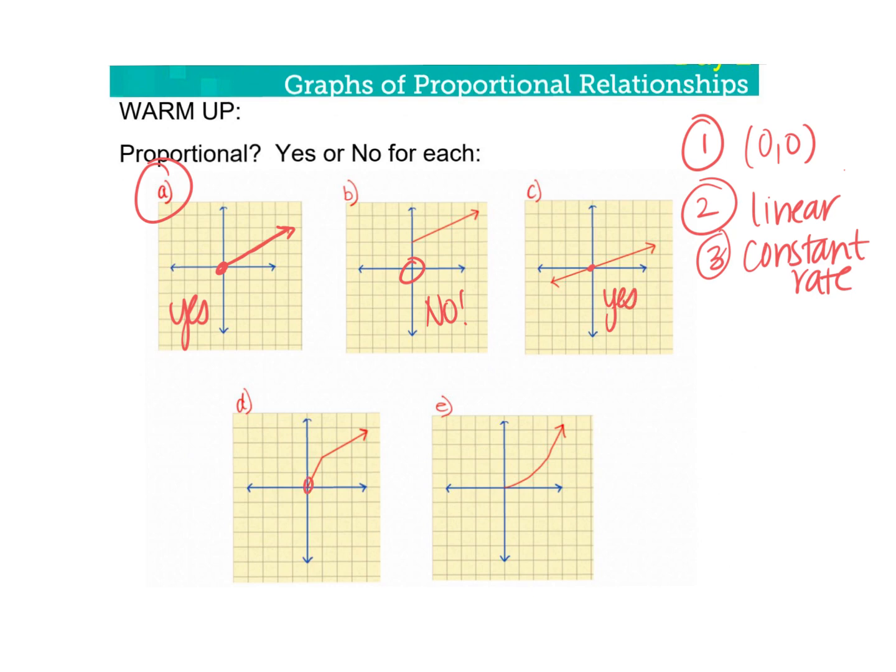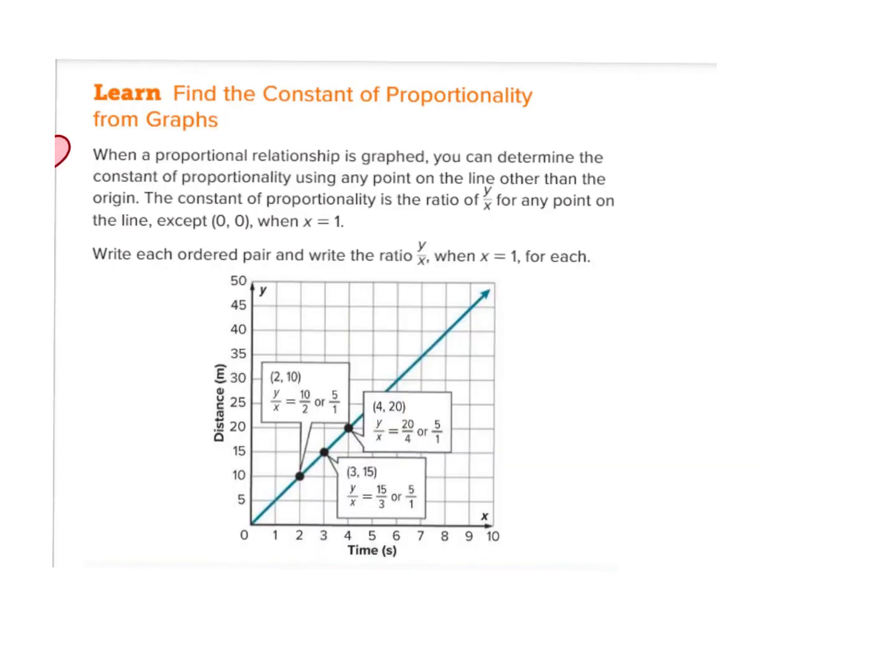Letter D, it does go through the origin, but it doesn't have a constant rate the whole time. You can see it's going up at this rate for part of the graph and then this rate for the other part, so no, it is not proportional. And letter E, it does go through the origin again, but this is not a line, this is a curve. So it's not going at the same rate. It doesn't have a constant unit rate, so it is not proportional.